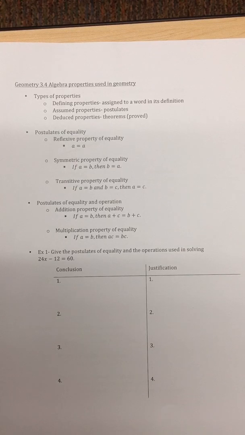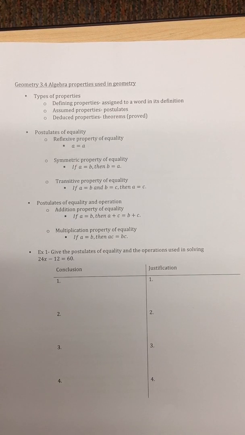Okay, so our different types of properties are defining properties, which are basically definitions, so like definition of a circle, definition of midpoint, things we've defined. Then we've also got assumed properties, which is what we call our postulates. So we've written some postulates before. And then also deduced properties, which is our theorems or things that have already been proved. Okay, so we've got definitions, postulates, and theorems we're going to be using here.